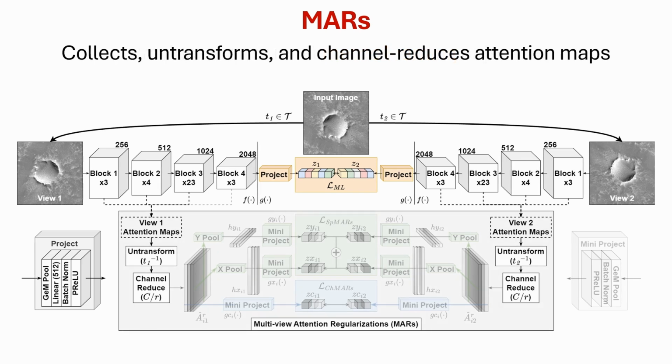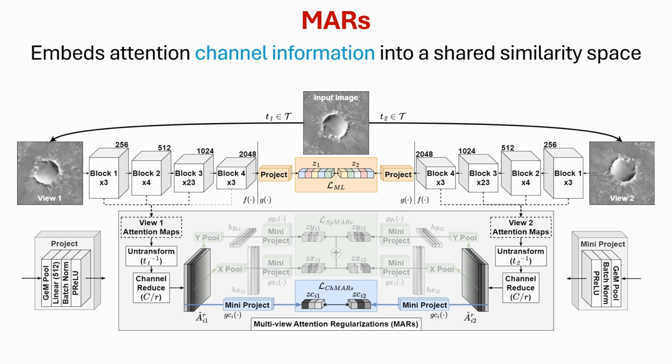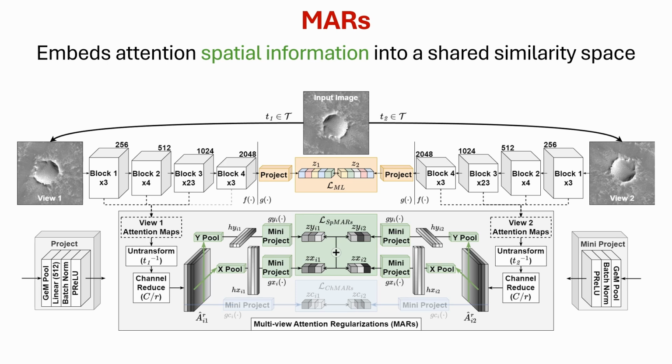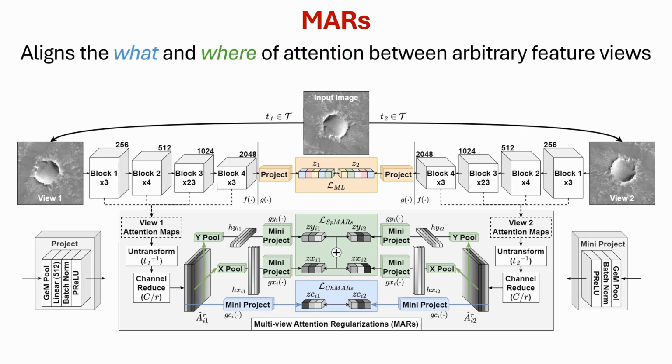We collect all intermediate attention maps from our encoder network and embed channel-wise attention information into a shared similarity space. Similarly, we embed both height and width spatial-wise attention information, and ultimately align the attention between multiple views through these additional soft similarity constraints.